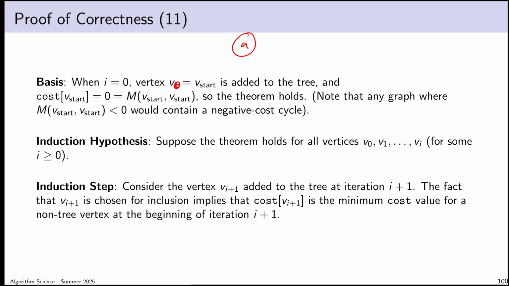I'm still on vertex A, so I've successfully traveled to vertex A. The cost of travel from a vertex to itself is always 0. So the cost of travel from vertex V start to vertex V start is 0, and so the theorem holds.